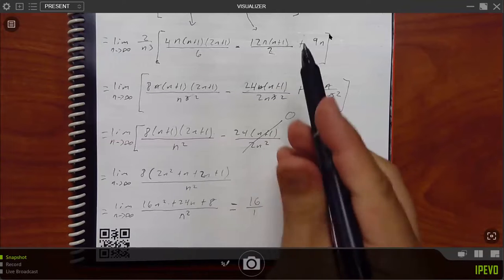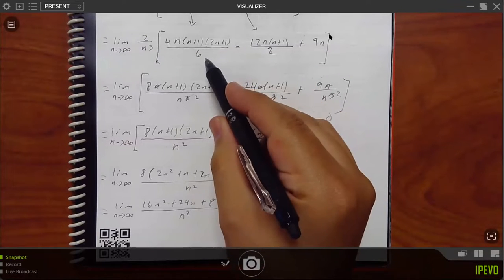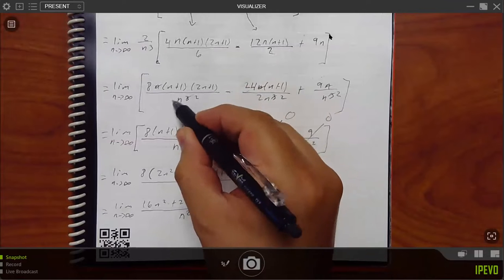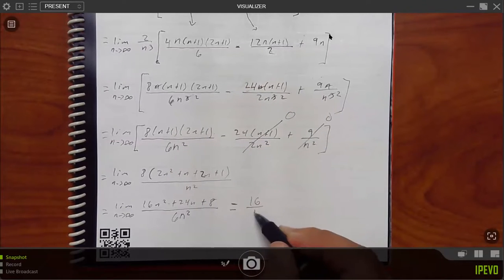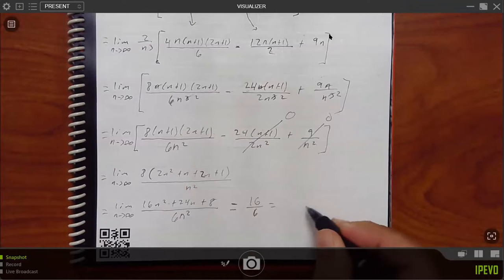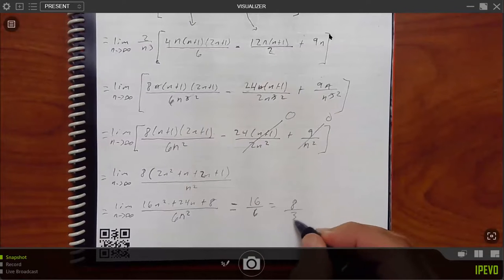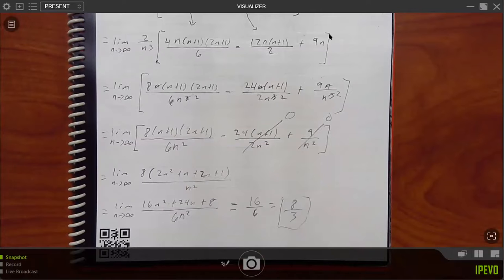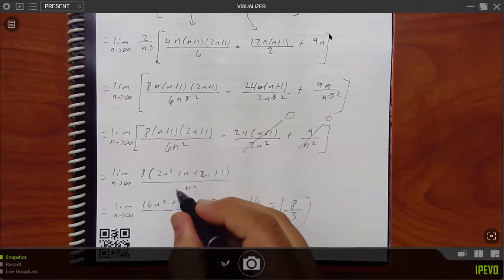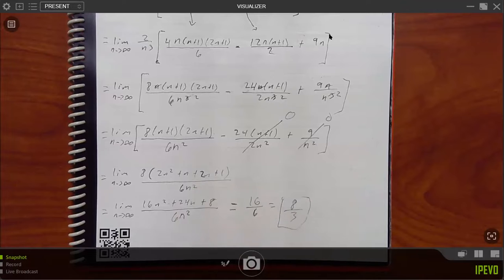Oh shoot, I got my 6. Where'd that 6 go? That's weird. Should be 16 over 6. There we go. Any questions on this? Do they combine ideas about limits with the new stuff we're doing today?